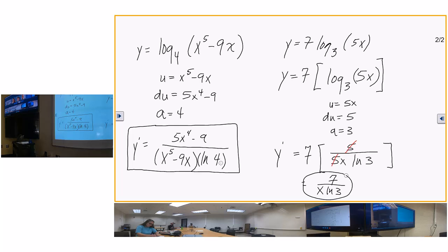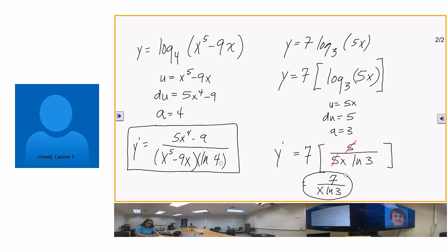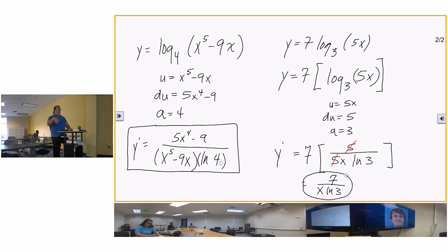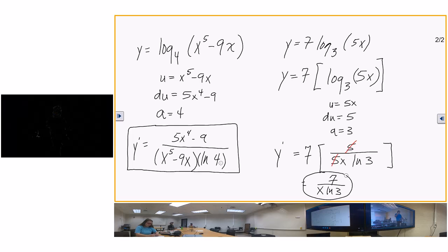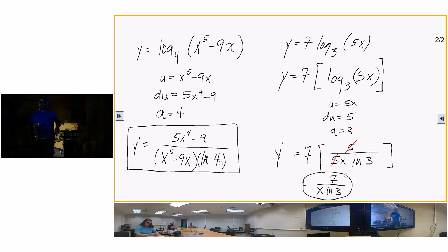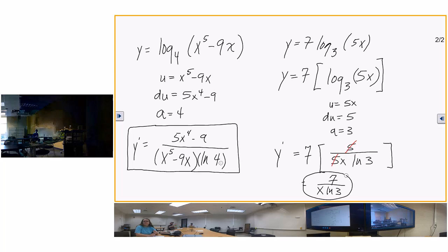Why would you not raise the 5x by 7? Because isn't that the same thing as 5x to the 7th? So it'd be x to the 6th. You could, but then you would have to do the chain rule inside the logarithmic rule. You could, you'd get the same answer. Yeah, I've heard about this. You see what I'm saying?